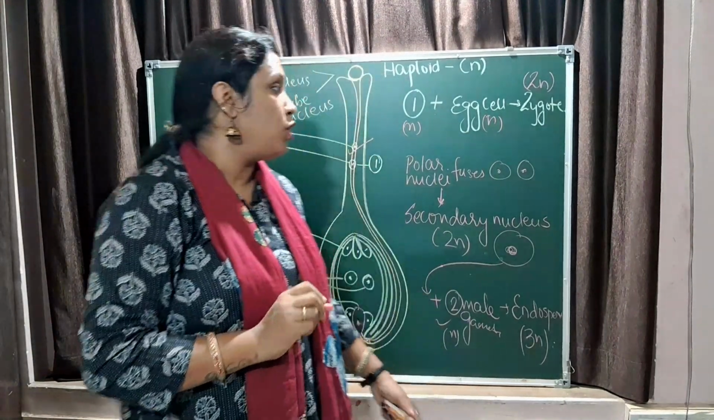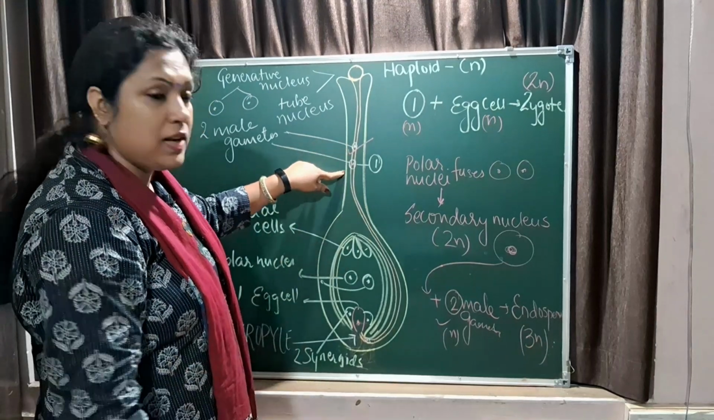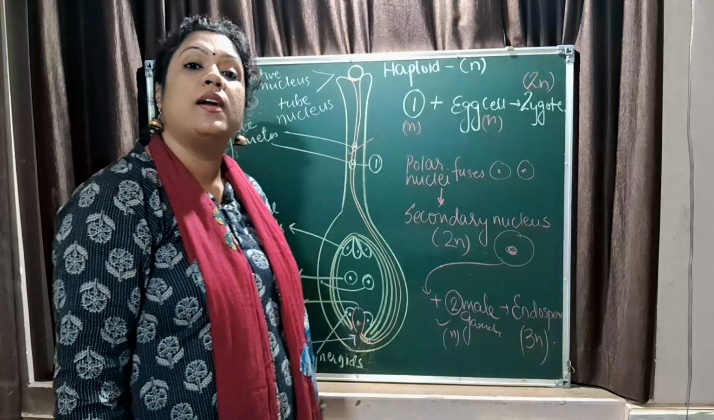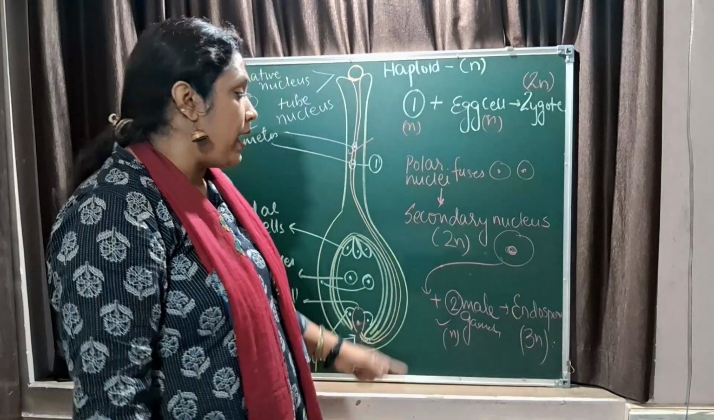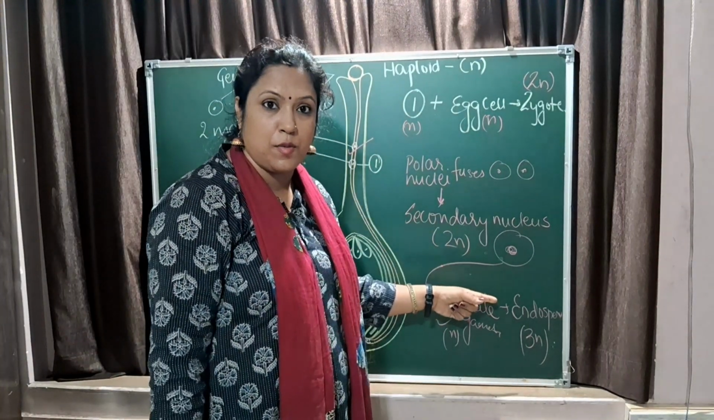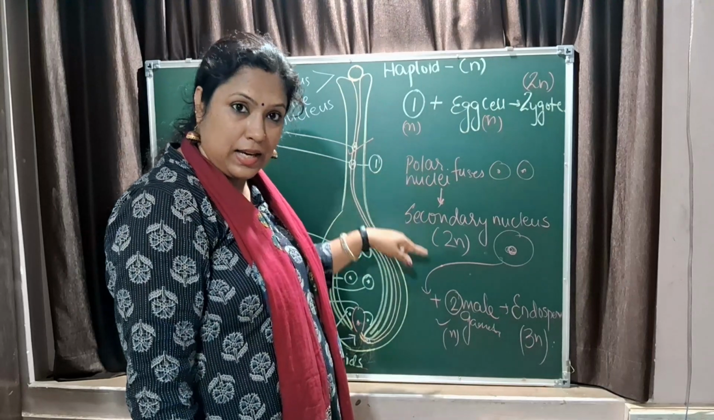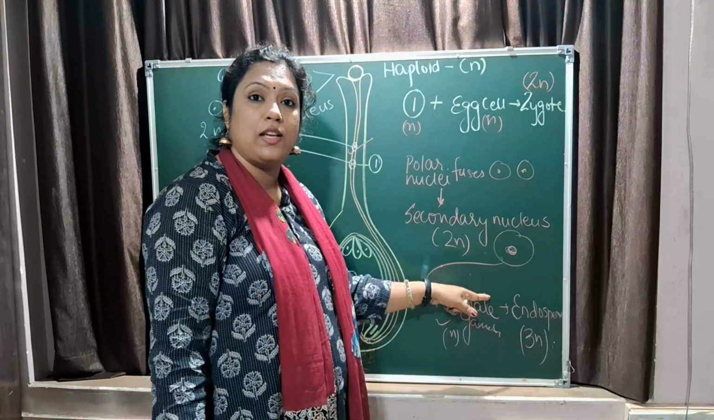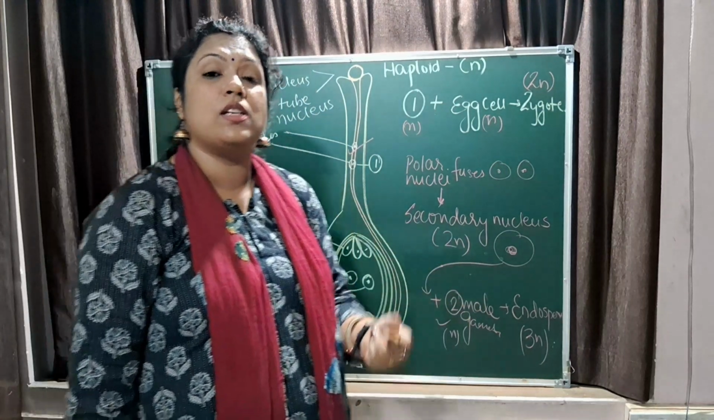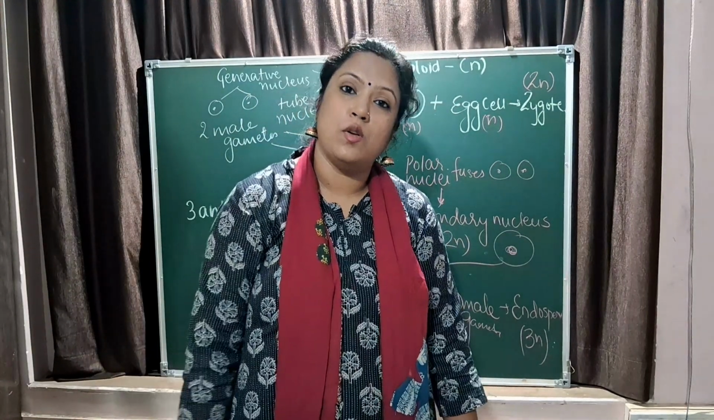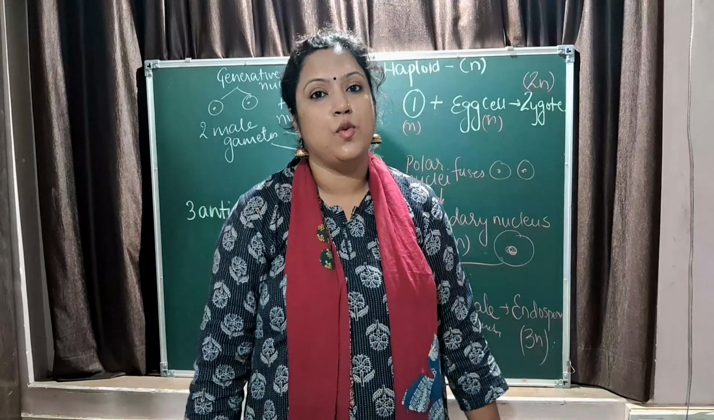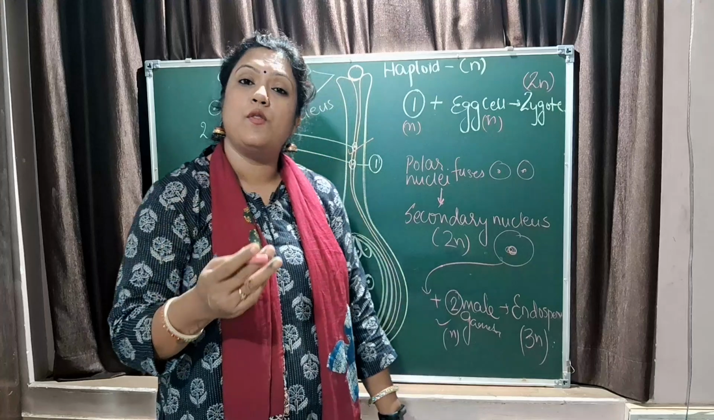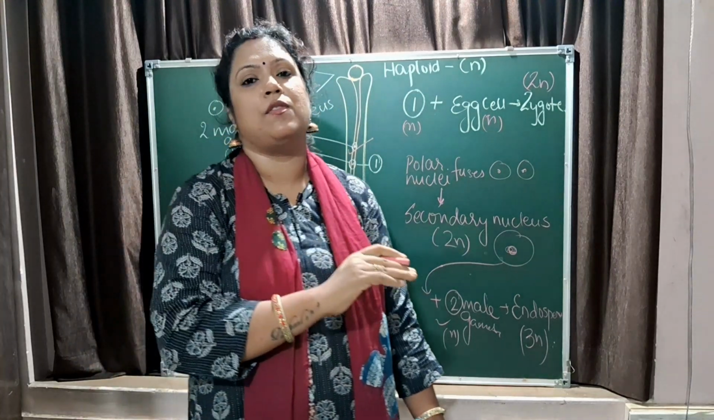Is that clear? So you can see here, since there are two male gametes fusing with the two female cells, it is called double fertilization. And in this double fertilization process, in one case, that is in the second fertilization, what is happening? Two nuclei fuse with the third nucleus. So there are a total of 3 nuclei which are getting fused to form endosperm, that is called triple fusion. Is that clear? Double fertilization and triple fusion. Triple fusion is basically a part of double fertilization.